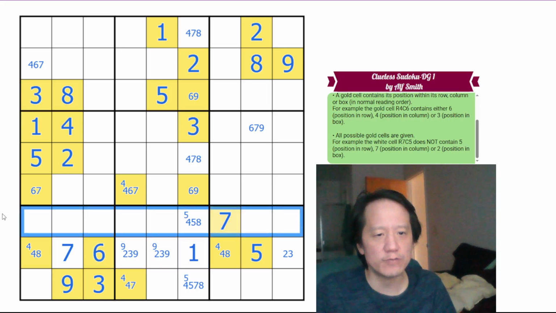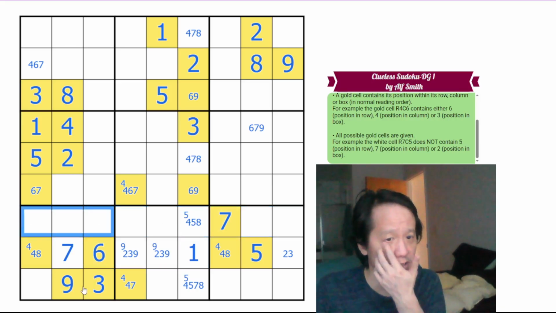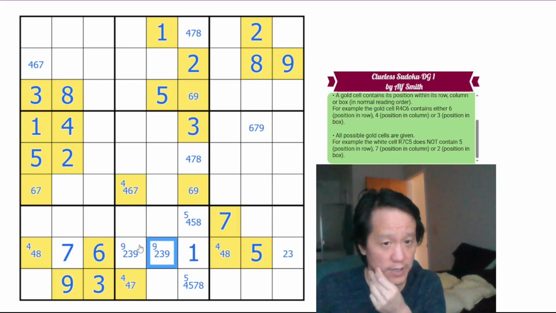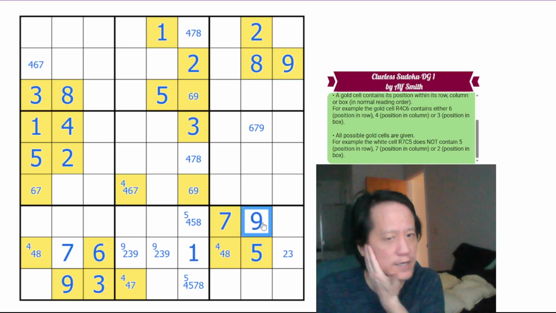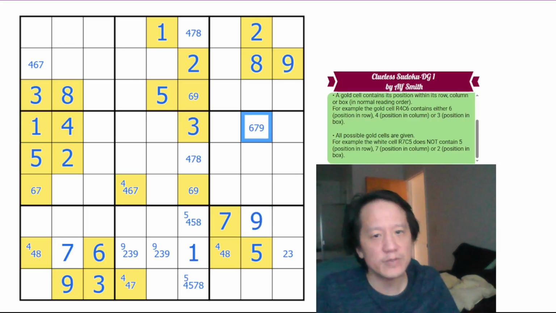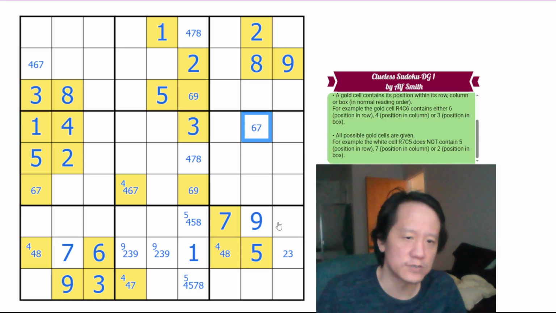Where is 9 in row 7 then? Can't be here because of the 9 in the box. Can't be here because of the 9 in this box. Can't be here because of the 9 in the column, so this must be 9 here. That means this cannot be 9. This is 6 or 7.